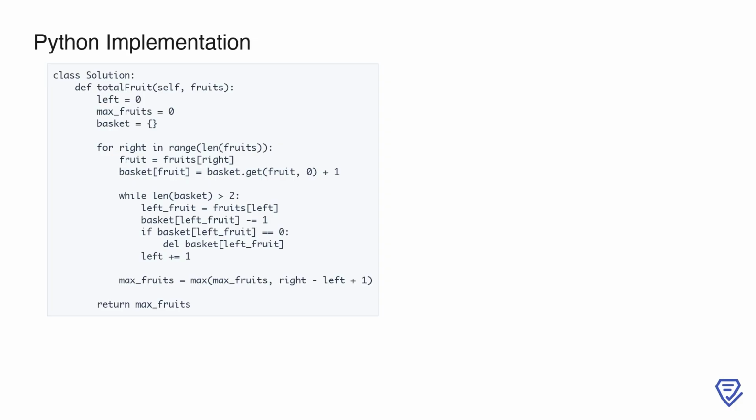This approach is efficient, with a time complexity of O(n), where n is the length of the fruits array, because each element is processed at most twice, once by right and once by left. The space complexity is O(1), as the basket dictionary holds at most 2 keys at any time.